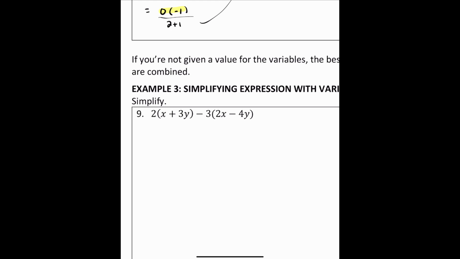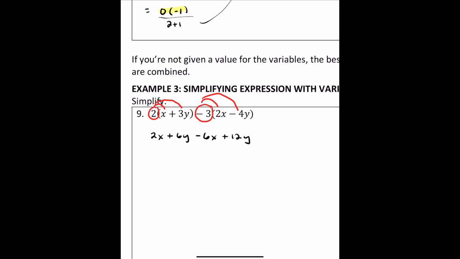So what I'm going to do is I'm going to circle the 2 and negative 3 because they are in front of a set of parentheses. So with this 2, I'm going to distribute the 2 to each term and do the same thing for that negative 3. I'm going to distribute the negative 3 to each term here. So we have 2 times x, that's 2x. We have 2 times 3y, that's positive 6y. And then we have that negative 3 times 2x, which is negative 6x. And then negative 3 times negative 4y, that's positive 12y.